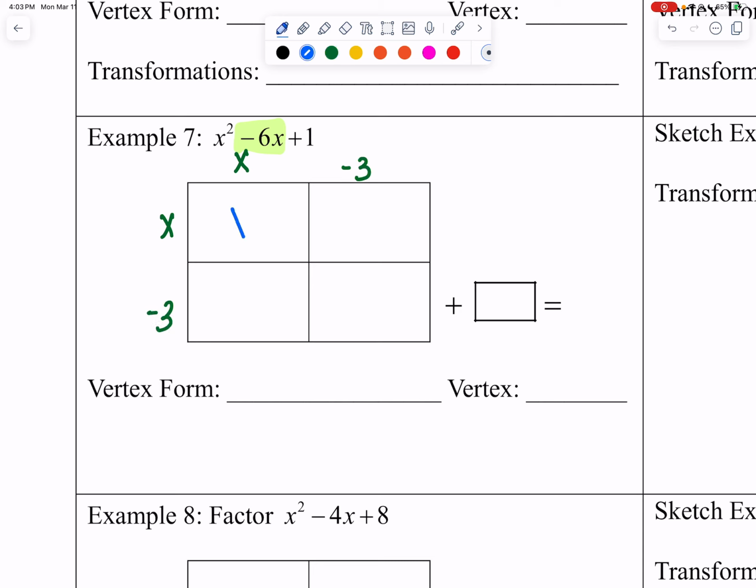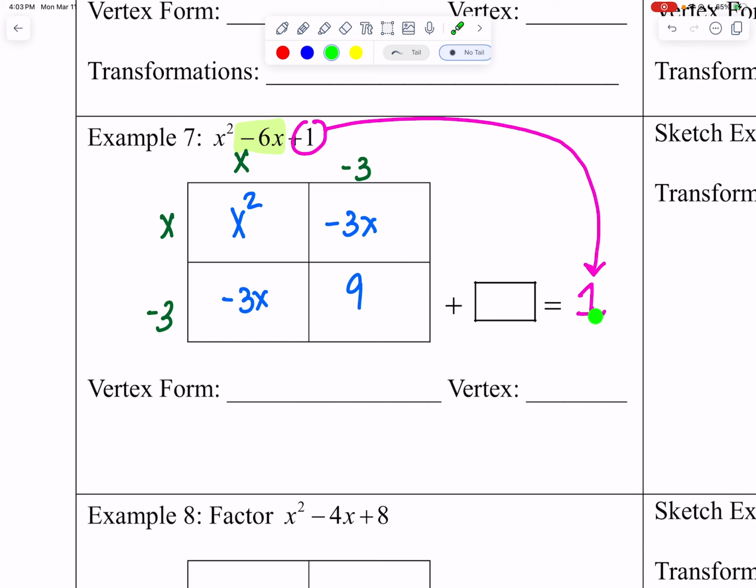I'm going to multiply now. That's going to give me x squared minus 3x minus 3x plus 9, or x squared minus 6x plus 9. The problem is I want the number 1, not the number 9. So I'm going to bring down a 1 right here so that I know that, hey, I need a 1 right here and not a 9. So in order to go from 9 to 1, I got to subtract 8. So this is going to be minus 8.